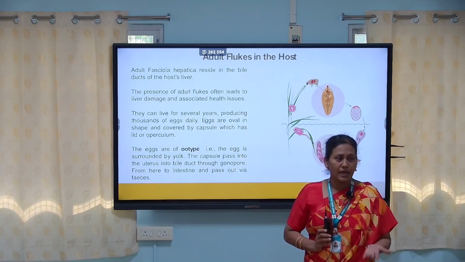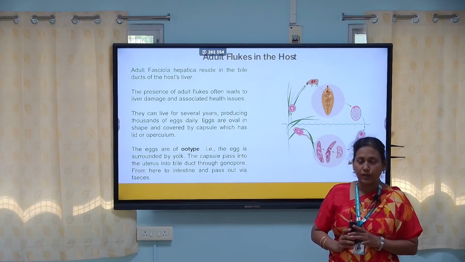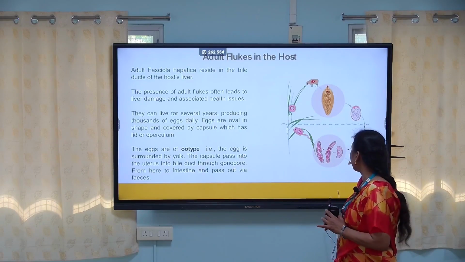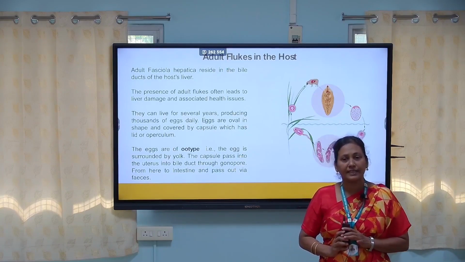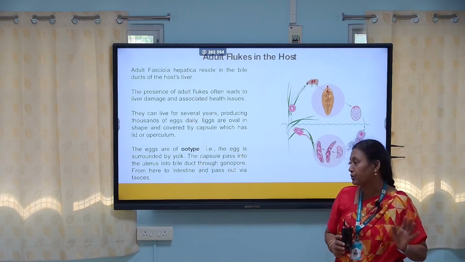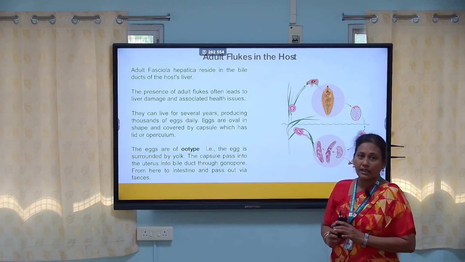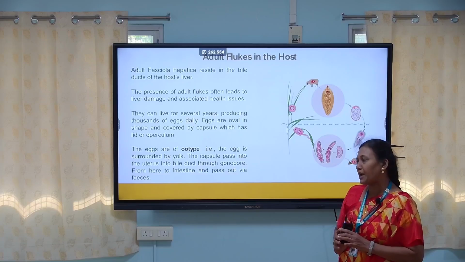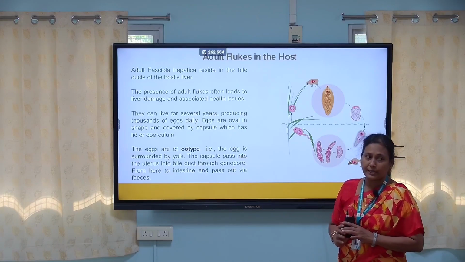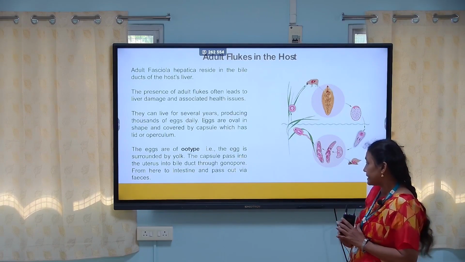From there, the egg passes on to the uterus via the gonopore present in the structure of Fasciola hepatica. From there, it goes to the intestine, and then to the feces of the organism. When it goes to the fecal matter, it contaminates other organisms for its life cycle.